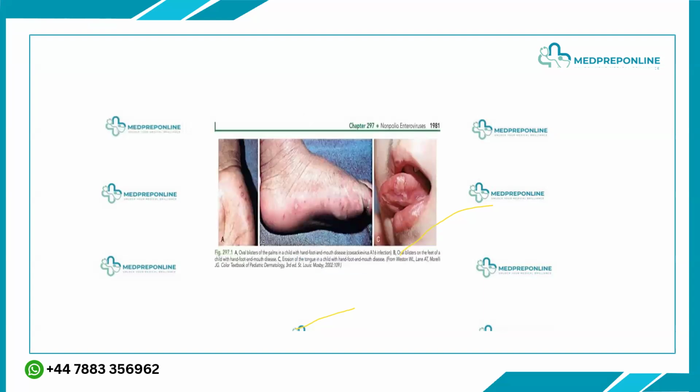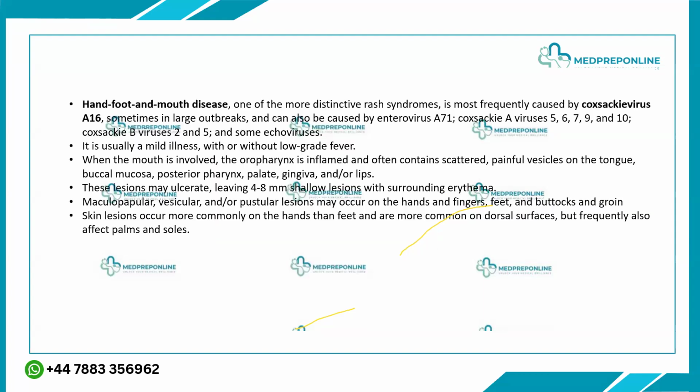Now, what is this? You can see there are lesions on palms and soles, and there is a lesion on the mucosa of the tongue. This is basically hand, foot, and mouth disease. This is one of the more distinctive rash syndromes. It's a syndrome actually. It's more frequently caused by Coxsackie virus A16. So, the commonest cause of hand, foot, and mouth disease is Coxsackie A6 virus.